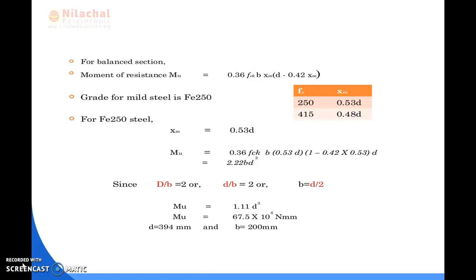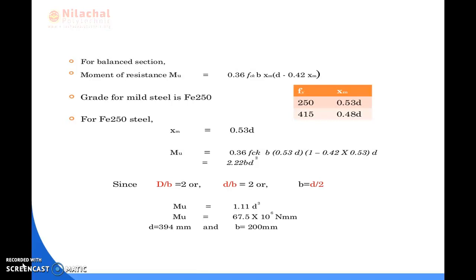So the value of moment of resistance Mu, in the compression zone, or the ultimate moment of resistance we can say, is equal to 0.36 fck into b into xm, which is 0.53 d, whole into 1 minus 0.42 into 0.53 d. Here the value of fck we put as 20 and the value of fy is 250. So the total moment of resistance Mu is equal to 2.22 bd square.